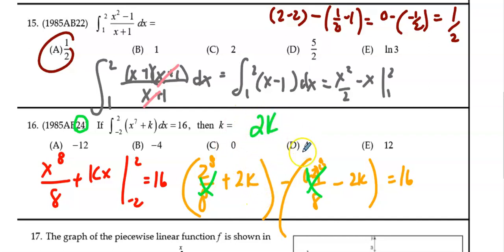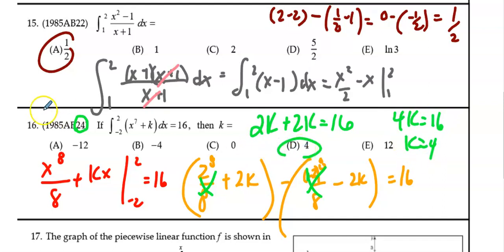And so I'm going to go ahead and do 2k, and then I'm going to do minus a negative, so it's going to be plus 2k, it's going to be equal to 16, and now we're back to pre-algebra with this problem. And so we get k is equal to 4. So this answer is going to be 4.